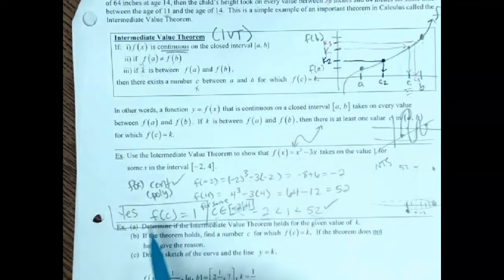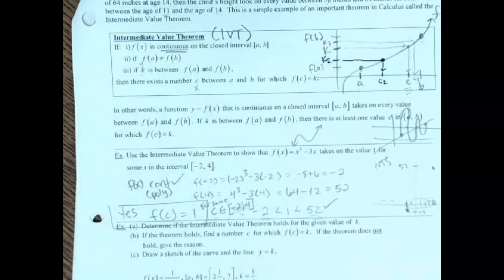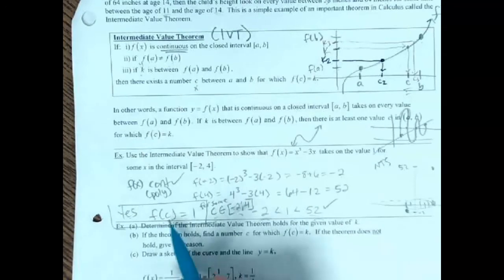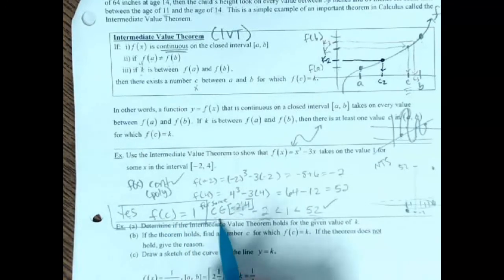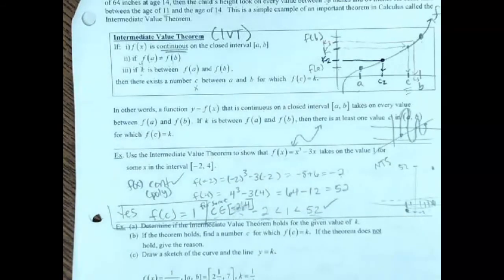So yes, certainly, we know this theorem guarantees us that the function is going to produce out 1 at some point in my interval between negative 2 and 4. Sorry, that got a little sloppy. Oh well. The answer key online, the picture probably looks a little bit nicer.